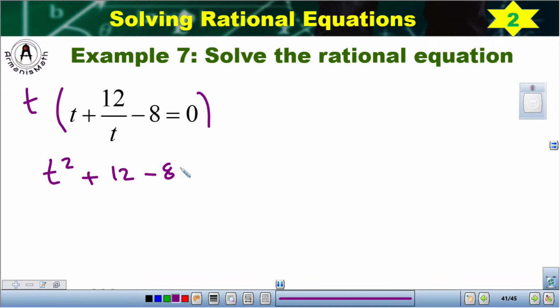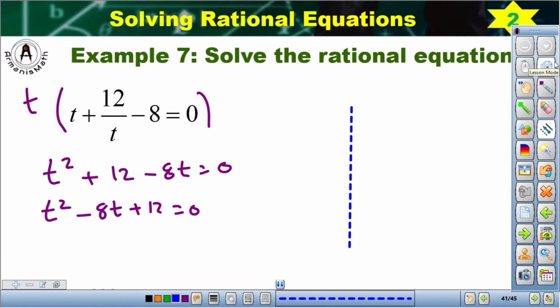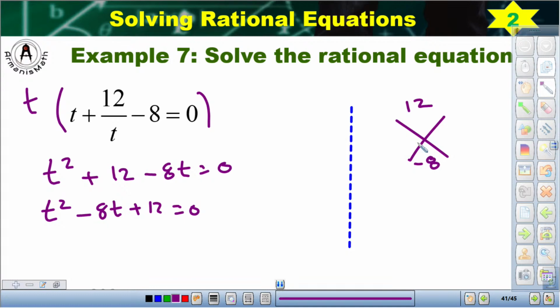Okay, well, it looks like I'm looking at a quadratic again. t squared minus 8t plus 12 equals 0. Take your time and multiply this out. I need to keep going here. So I got a 12 at the top, a negative 8 at the bottom. Two numbers multiply to give you that, and add to give you negative 8. What do you think the numbers are? Delaney's suggesting negative 6 and negative 2.